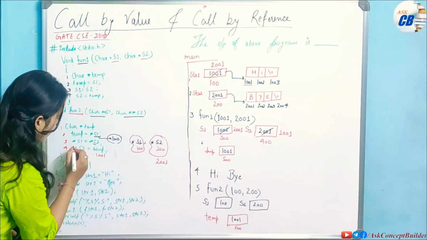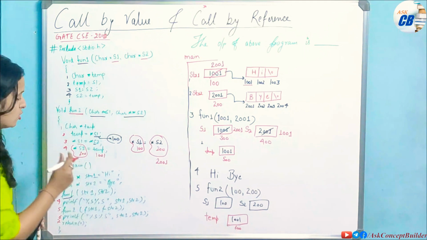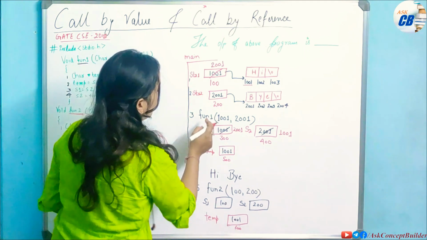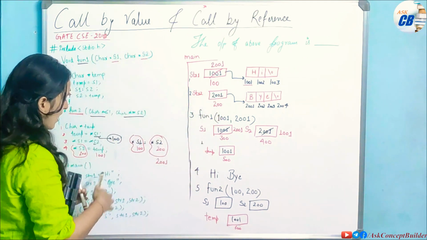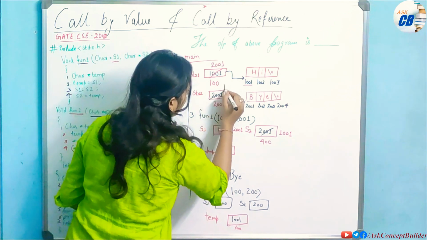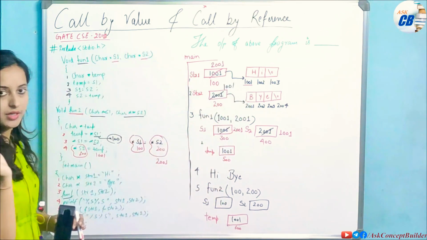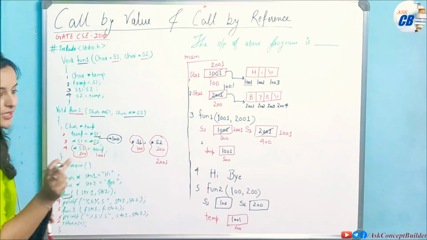Now star S2 means value at 200. So, what is the value at 200? It is 2001. You have to put this value, 1001, here. You are assigning this value 1001 here. Okay. Now see, all the steps are completed.